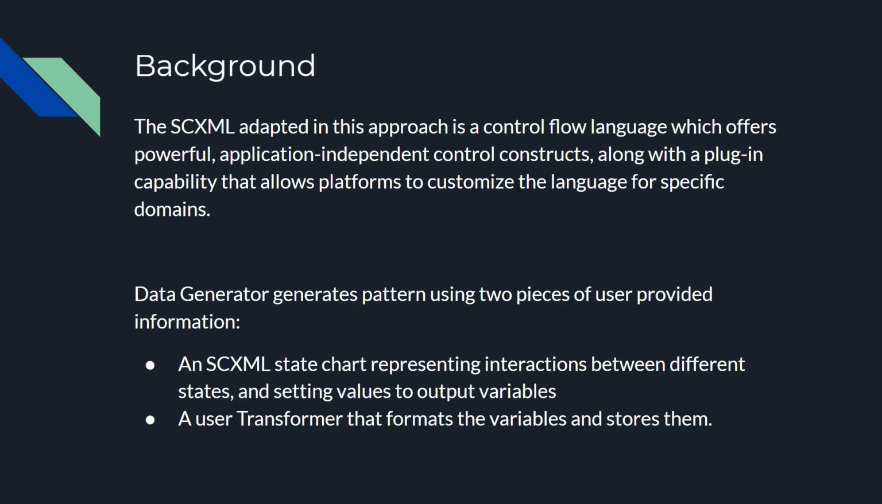To give a little background of what we are using, the data generator usually generates a pattern using two pieces of information from the user. One is the SCXML chart, which represents interaction between different states and setting values of output variables. This is basically a control flow language which is powerful and application independent, and it has a platform to customize the language too. And the second phase of the data generator is a user transformer, which formats the variables and stores them.